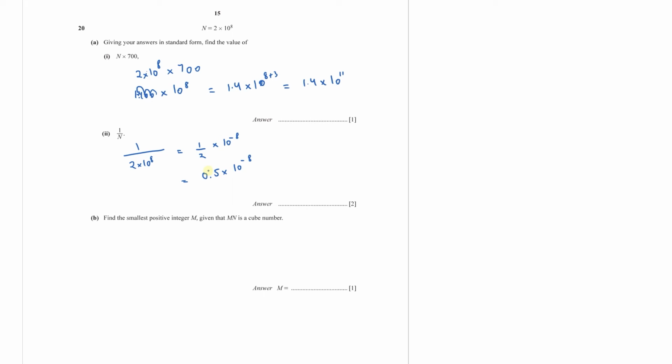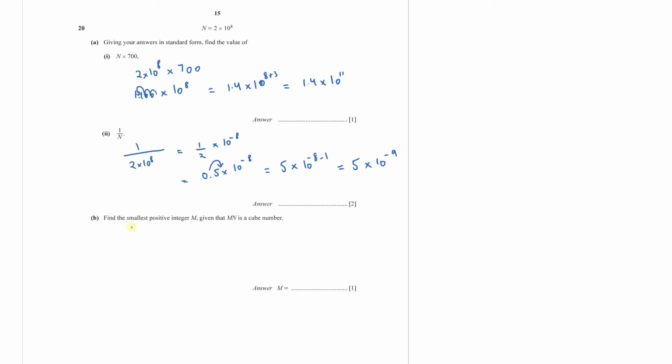Now to convert this into standard form, I have to move this decimal 1 place to the right here. So if I move the decimal 1 place to the right, I will decrease the power of 10 by 1 as well. So this will become 5 into 10 power minus 8, and then decreasing it by 1, so minus 1. So this becomes equal to 5 into 10 to the power minus 9.